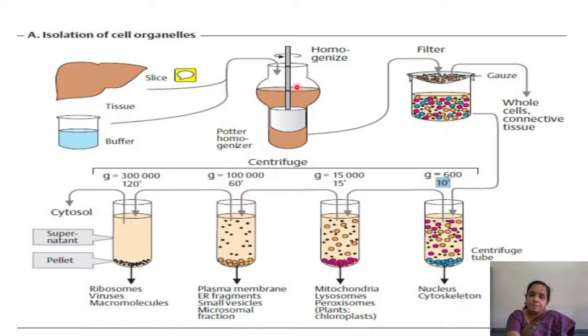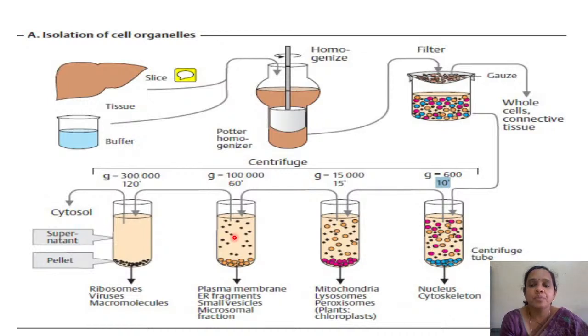Now this puree is filtered, and after filtering, over the filter you will have whole cells and connective tissues, which are not required. Only the cell organelles pass through the filter and come down. I mentioned to you that it is not the cell, it is the cell organelles that will come through the filter. Now in the next step, centrifugation has to happen.